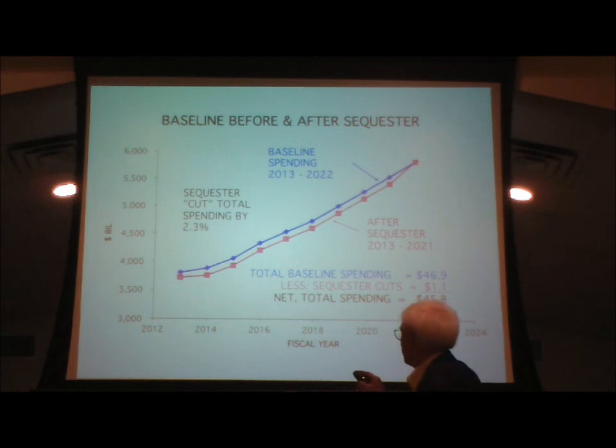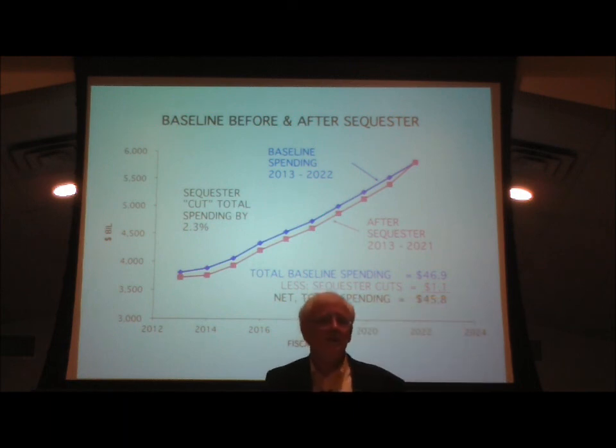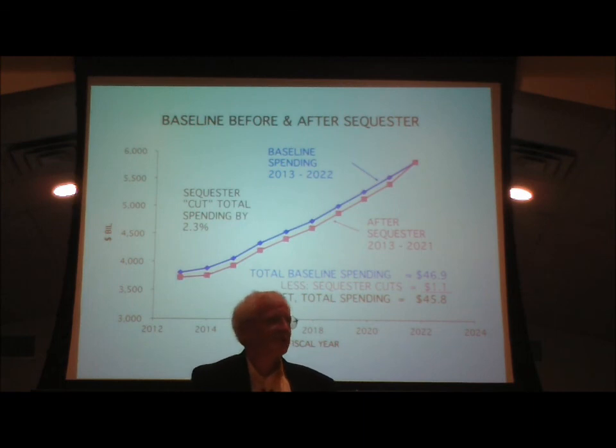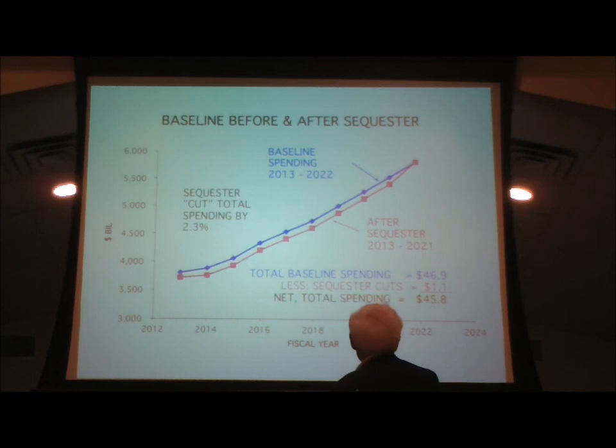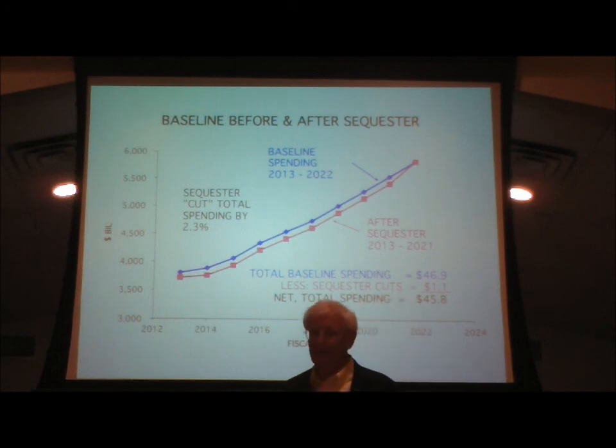I thought you'd like to see a picture of the projected spending in the 2013 budget for the next 10 years versus the adjusted spending after the sequester. I thought that would make you feel much better to see how much has been cut as a result of that. So we have baseline spending, $46.9 trillion over the whole 10 years. The sequester cuts are 1.1 trillion over the whole thing. So net total spending is only going to rise by $45.8 trillion.